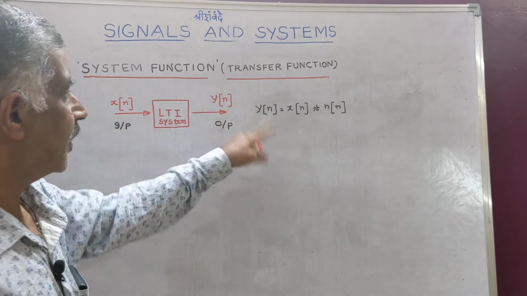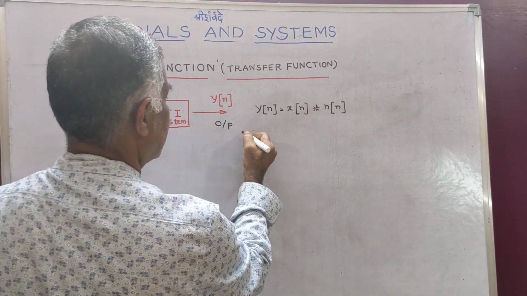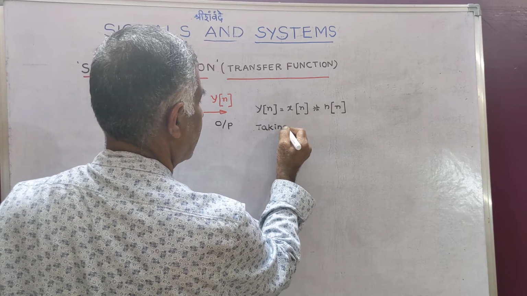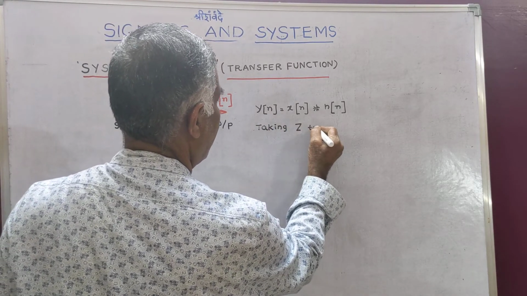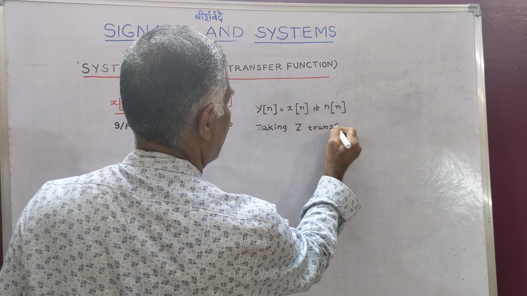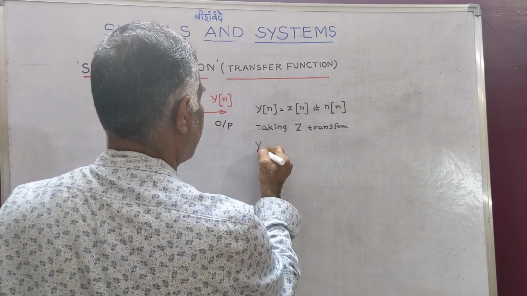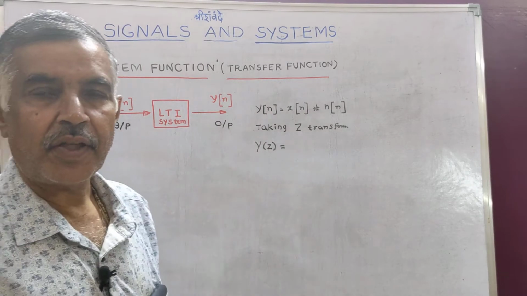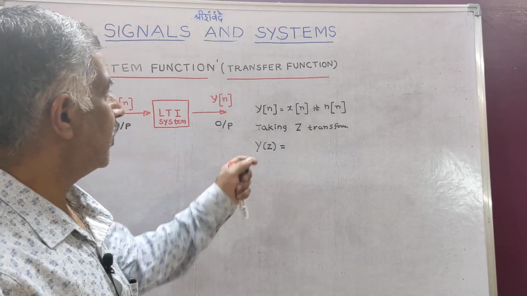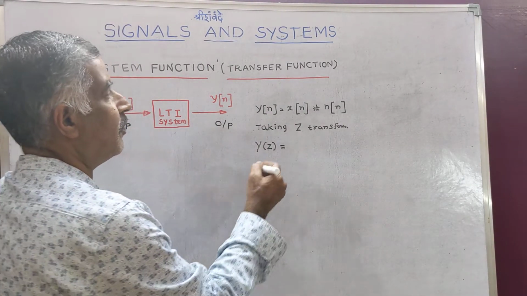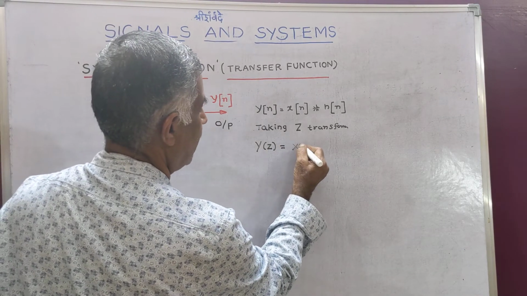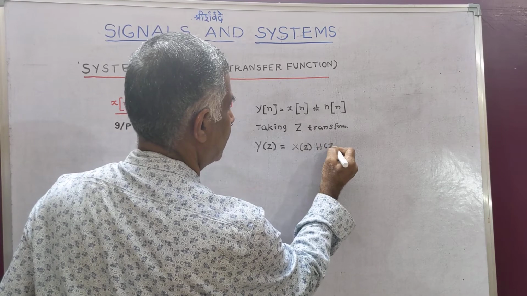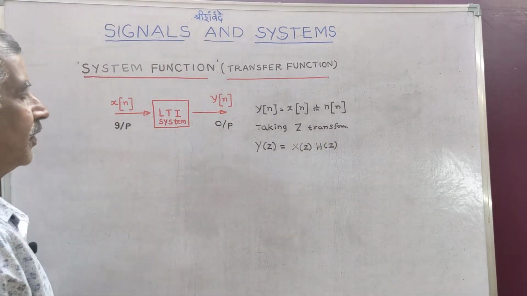Now if you take the Z transform on both sides, we get Y(z) equal to, we know that the Z transform of convolution is nothing but the product of the individual Z transforms, that is X(z) H(z).